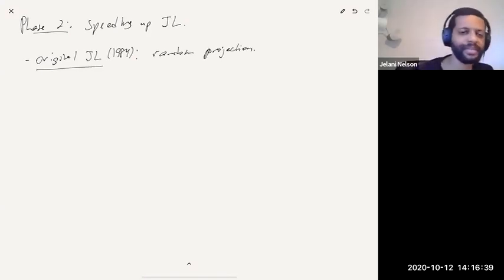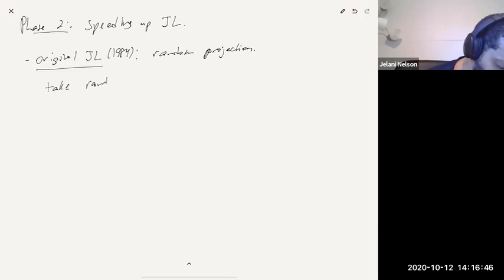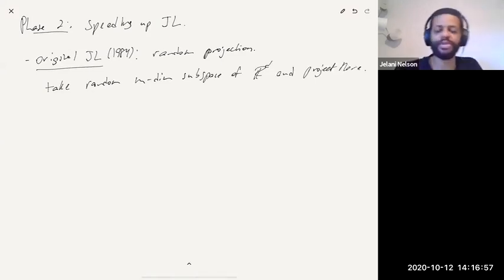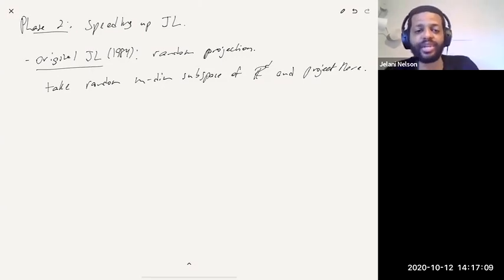So what does that mean? You take a random m-dimensional subspace of R^D and project there. How do you do that? If you actually want to write code and implement this, how would you do it? Here's one way to do it. I basically need to take a random basis. So I need to take m random orthonormal vectors in R^D.